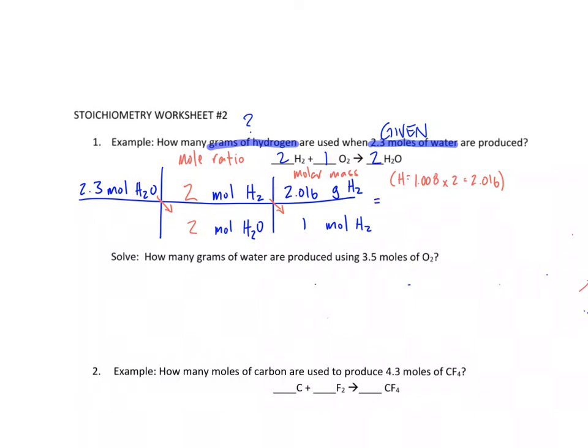Now I do the math. I take 2.3 times 2 times 2.016, all divided by 2 times 1. So I'll write that out here for you. 2.3 times 2 times 2.016, all divided by 2 times 1. We don't really need to multiply by 1. So 2.3 times 2 times 2.016, all divided by 2, gives you 4.64 grams of hydrogen gas.